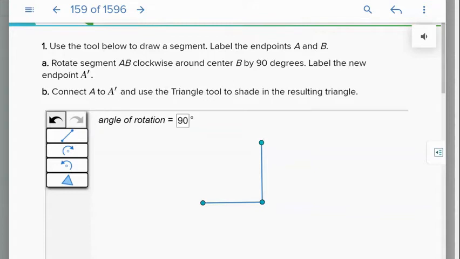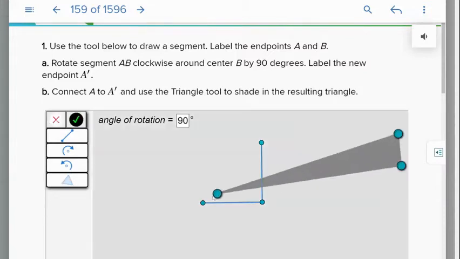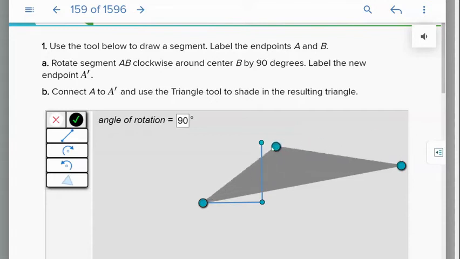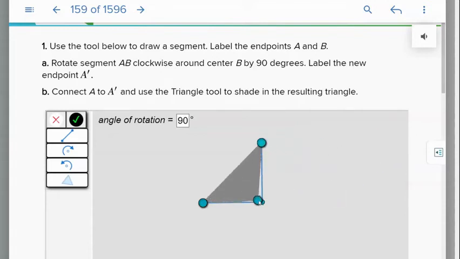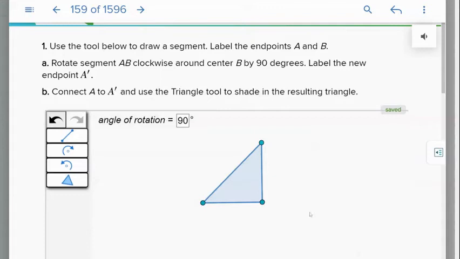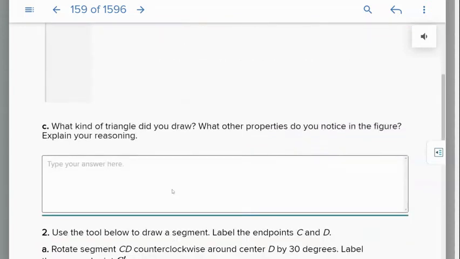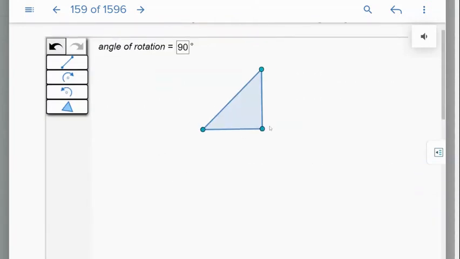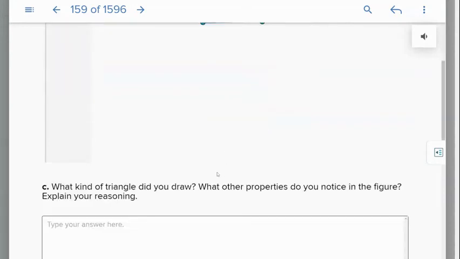And use the triangle tool to shade the resulting triangle. So let's see, A, and then to A prime, and then B just went to B prime. Oh, look at that. Okay, so that is a right triangle, right? It has a 90-degree angle right here. Okay, so that's interesting. It's interesting how a rotation can get you a right triangle.